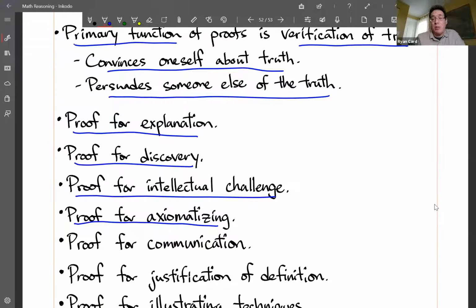So it'll be more elegant if you have a fewer number of axioms and you want to pick a nicer, easy to use axiom rather than a convoluted or very complicated axiom. So you might have to sort that out by trying to prove some basic facts and propositions you might have. So that's proof for axiomatizing.